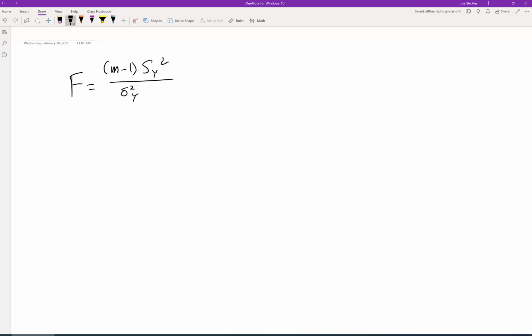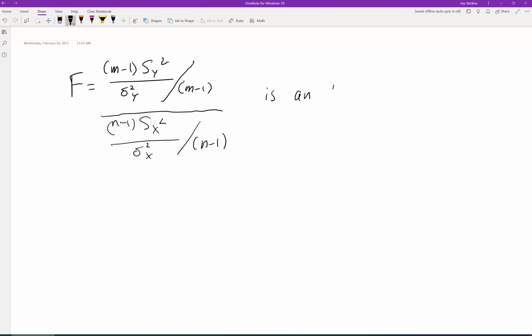So then this, if we divide out by its degrees of freedom, which I know will cancel, but there's a reason why we're doing this, and then do the exact same thing, but for your x's, and divide out by its degrees of freedom, this is what's referred to as an F distribution.